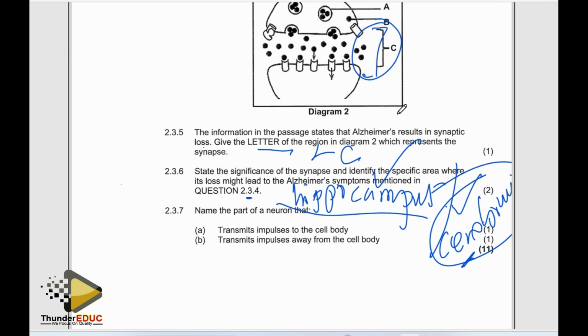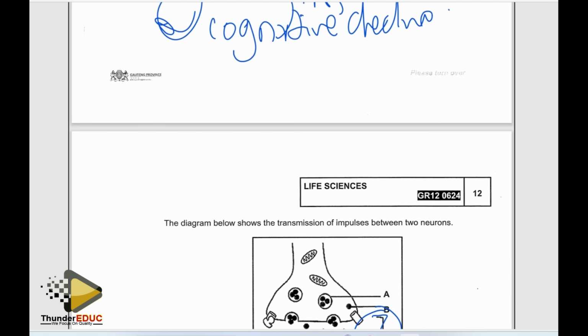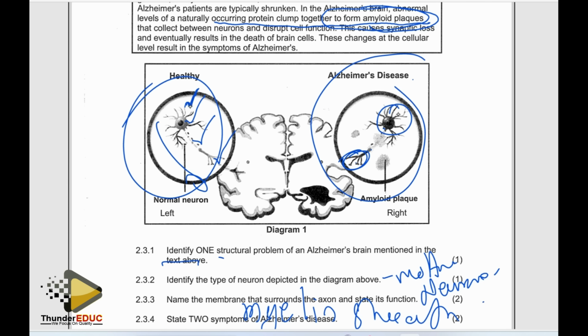All right. Name the part of the neuron that transmits impulse to the cell body. We have just read. How does the impulse flow? Sing with me. Yes. Dendrite.